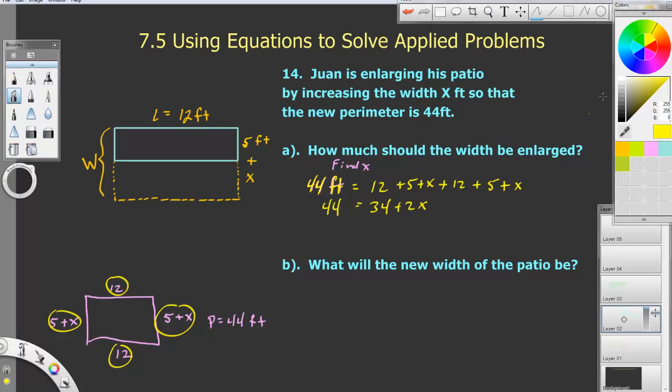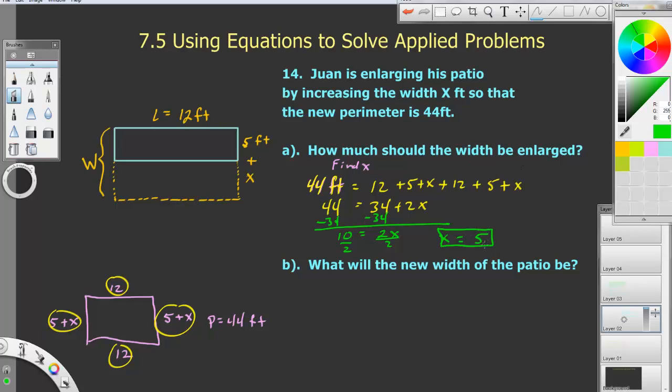So now how do we solve that? Well, we would subtract 34. This is a two-step problem now. We would subtract 34 from both sides. This would equal 10, and 2x equals 2x over here. And then we would just divide by the coefficient. x would equal 5. So that answers part A.